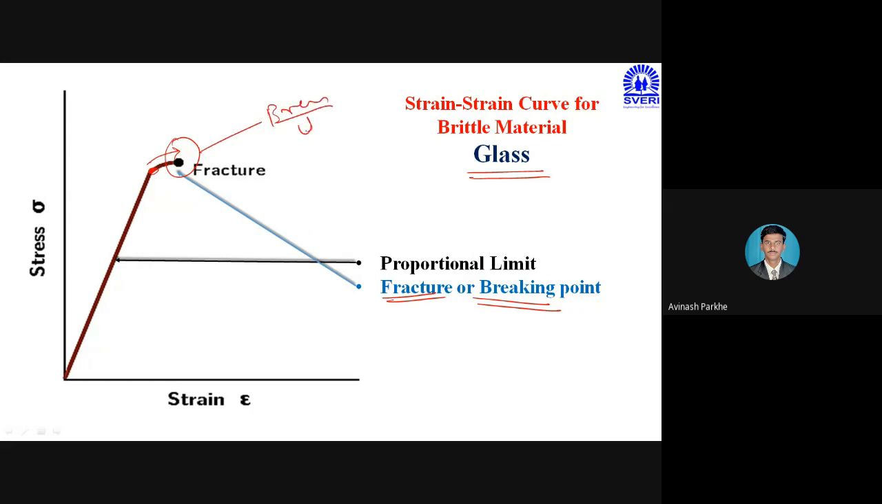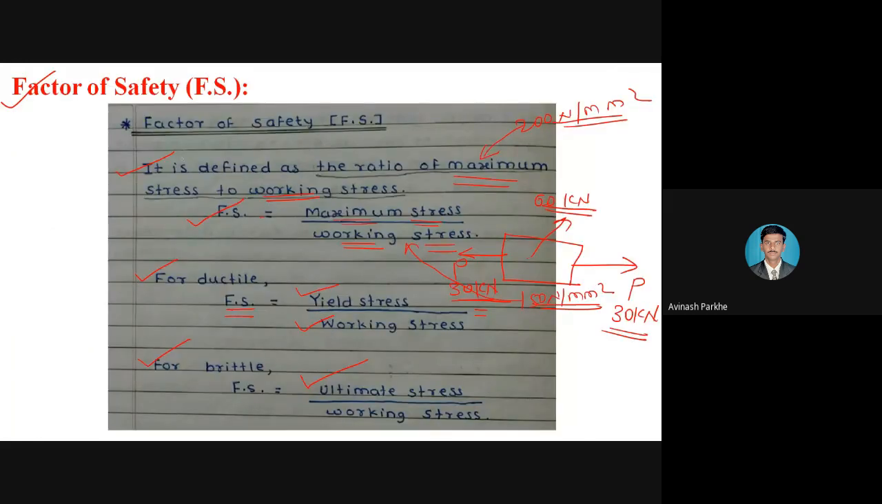It is also called the ultimate stress point, because at this particular fracture point, maximum stress is developed, breaking takes place, and ultimate stress is developed at the same point. Therefore, in the factor of safety definition, factor of safety is equal to maximum stress upon working stress. But in case of a brittle material, the maximum stress point will be considered as the ultimate stress point. Therefore, Fs is equal to ultimate stress upon working stress.